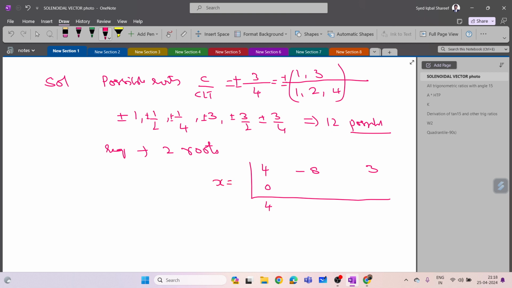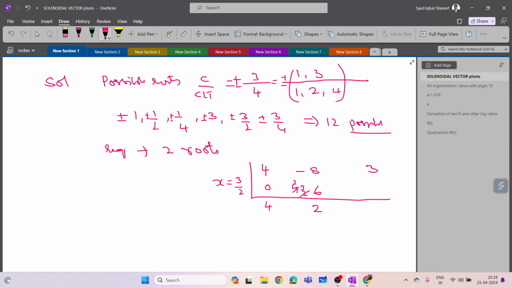You see, if I take x equal to 2, it will not fall. So what I am taking? X equal to plus 3 by 2. So 3 by 2 into 4. How much? 4 into 3 by 2. 2 ones are 2, 2 twos are 4. 2 times 3 is 6. So 8 minus 6 is 2.